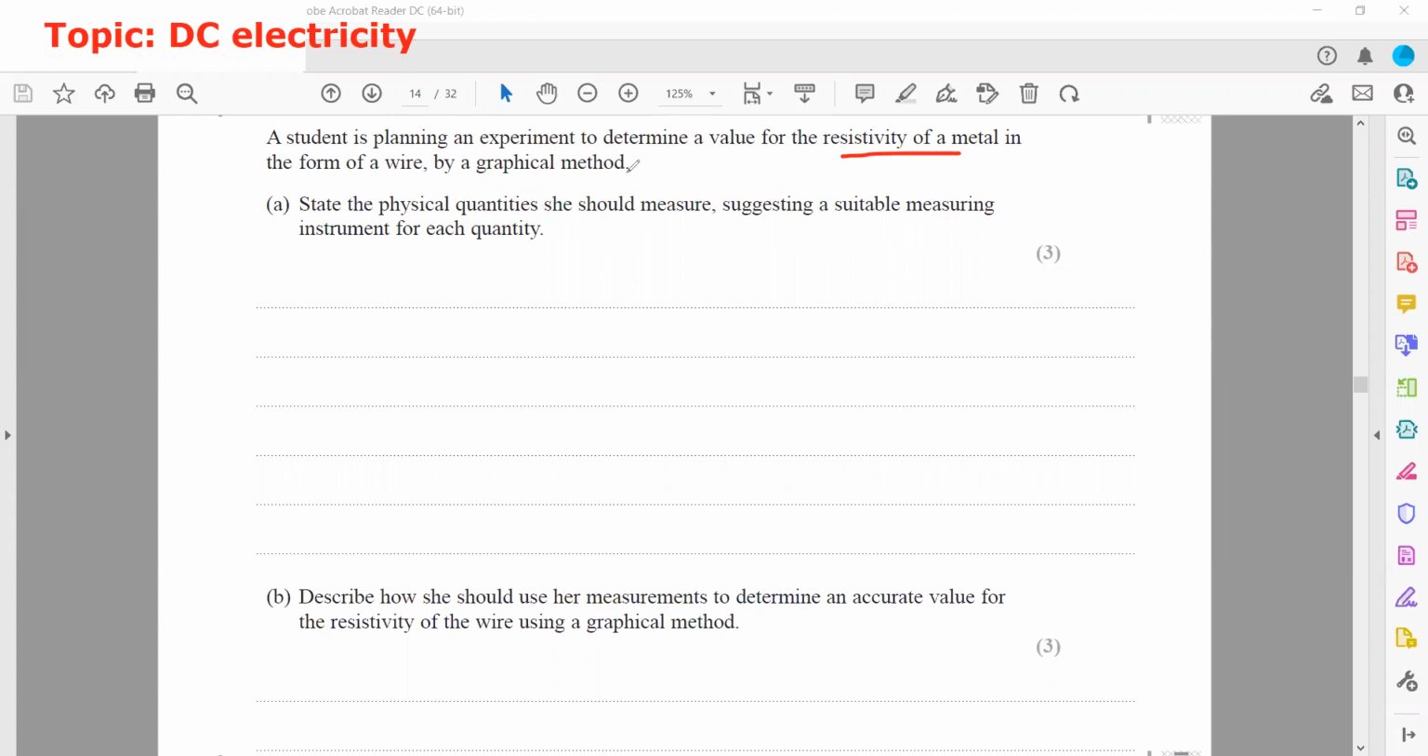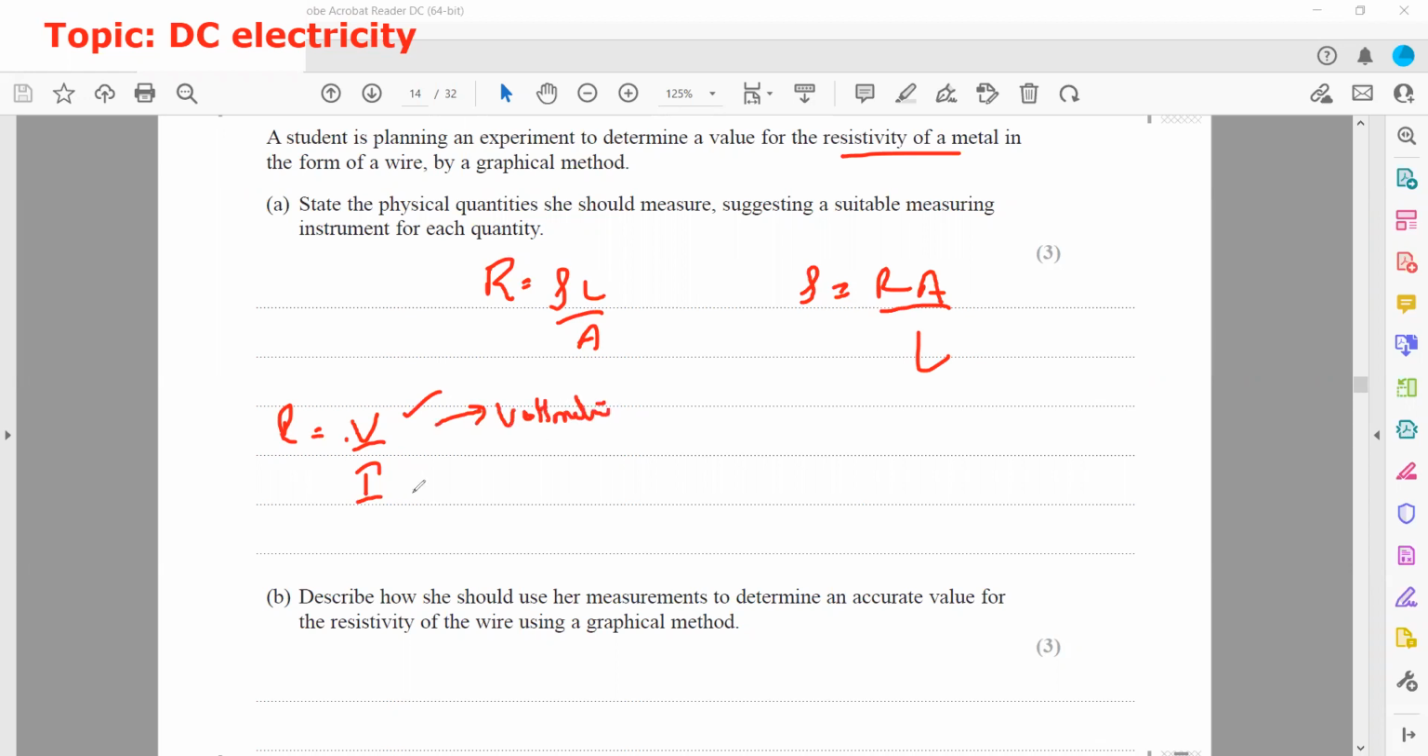So we have the formula R equals rho L divided by A. If you want resistivity, it is the resistance multiplied by area divided by length. And how can we calculate the resistance? Resistance is actually the ratio between voltage and current. So the physical quantities we need to measure are voltage, which we measure using a voltmeter, and current I, which we measure using an apparatus called an ammeter.